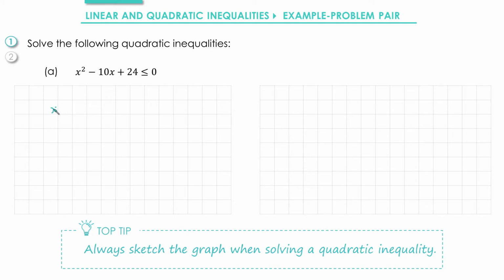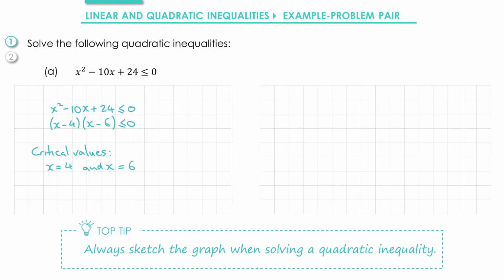So in part A, we have x squared minus 10x plus 24 is less than or equal to 0. This quadratic factorises, we'd get x minus 4 in one bracket and x minus 6 in the other bracket. Writing it in this form allows us to see two key values on the curve, and we're going to call them the critical values, which are when these brackets would equal 0, so when x equals 4 and when x equals 6.